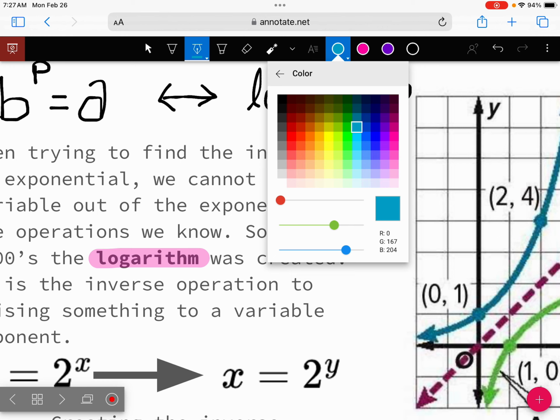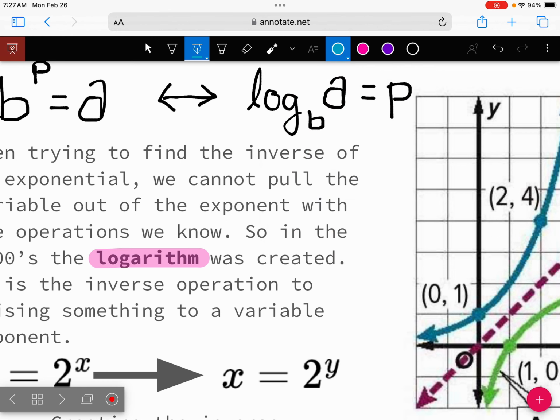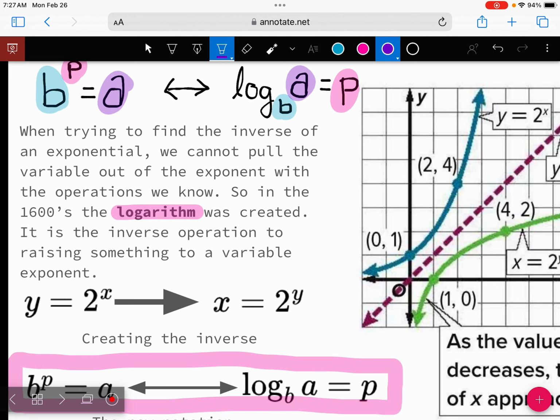So we're going to take our base and put it as the base of the logarithm. We're going to take our power and put it over here. We're going to take our argument and put it here. So we're going to play match them up with BPA, log BAP. That is the way I remember it. BPA, log BAP. It's the order we put things in.